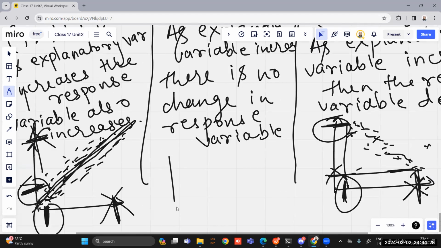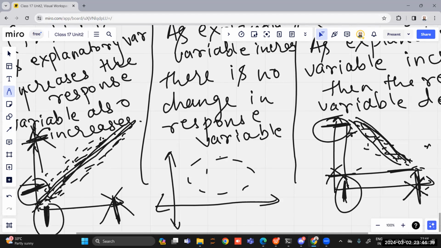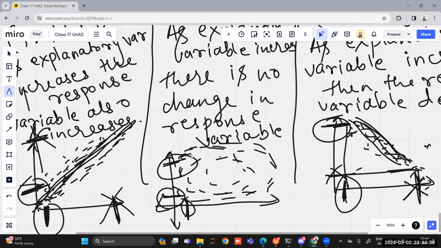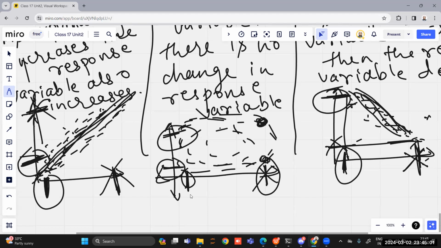So how does it look? There will be no pattern. We are seeing a pattern of an increasing line or a decreasing line here, no? This is a decreasing line. But here there will be no pattern. You cannot draw a pattern here because the points are all just random scatter. For small values there are greater values as well, and for greater values there are small values as well. Just randomly scattered. Yes, that's no correlation.